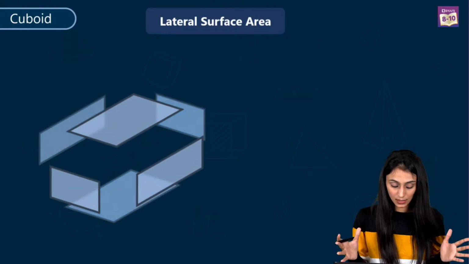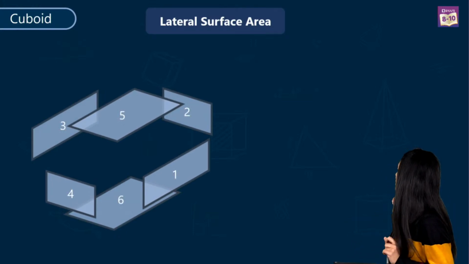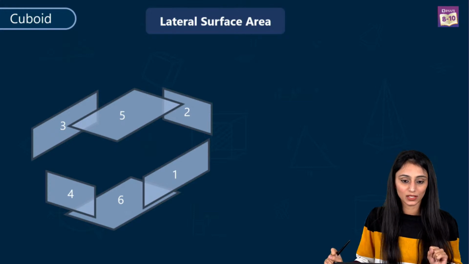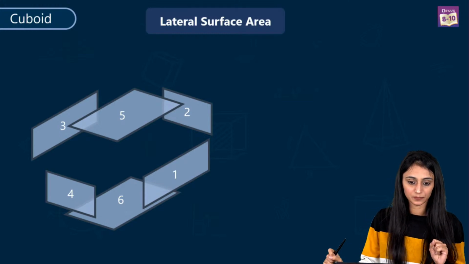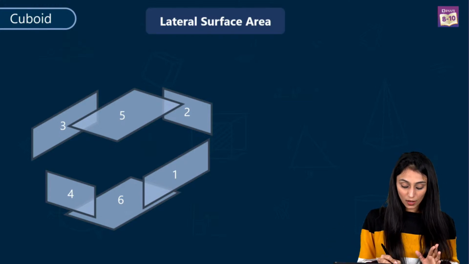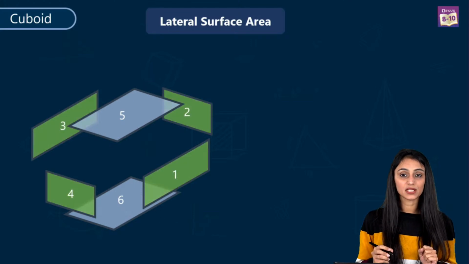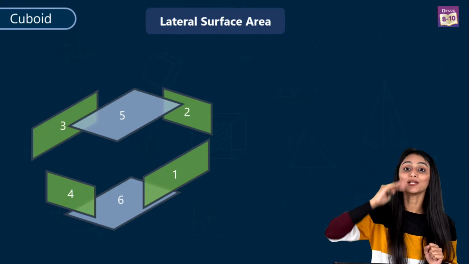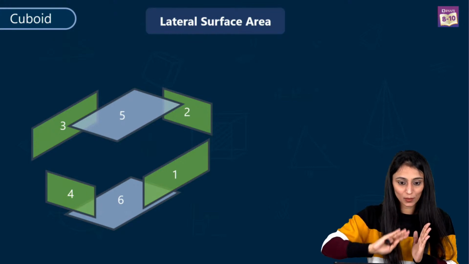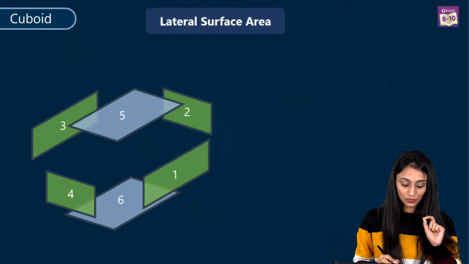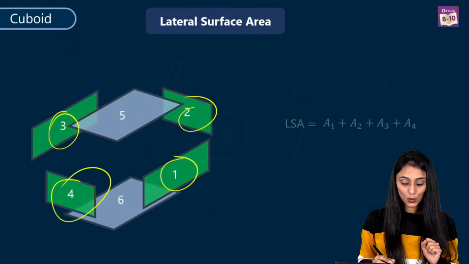Now when you open this up, what do we see here? We see that we get in all 6 faces. You can see that numbers are marked on each of these faces. So this is the top face, this is the bottom face. When we are talking about the lateral surface area, we are not considering the top and the bottom face. We're only considering the lateral faces. Exclude the top and the bottom one. So we are left with face number 1, 2, 3 and 4. So this is actually showing us the lateral surface area.